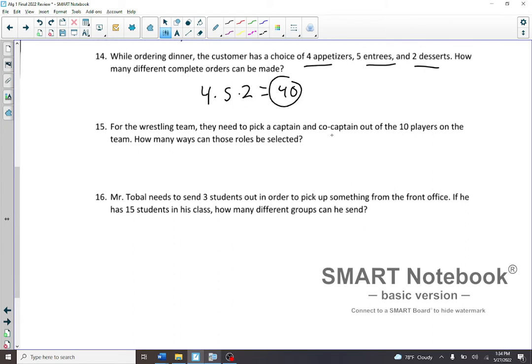For the wrestling team, you need to pick a captain and co-captain out of 10 players. How many ways can it be selected? Since you have 2 roles, and the roles are particular, as in it matters who is captain and who is co-captain, they have different responsibilities or power. So it's going to be a permutation, P. I'm choosing out of 10 players, and I only have 2 roles to fill. So 10 pick 2 is 10 times 9, so 90.